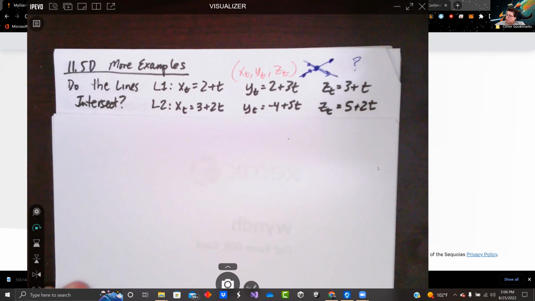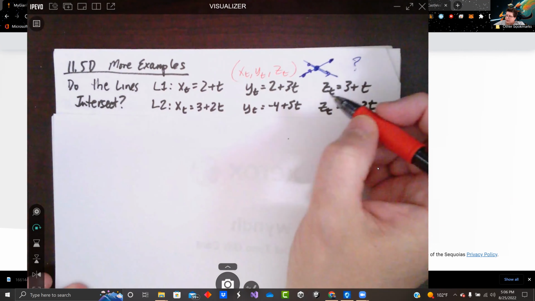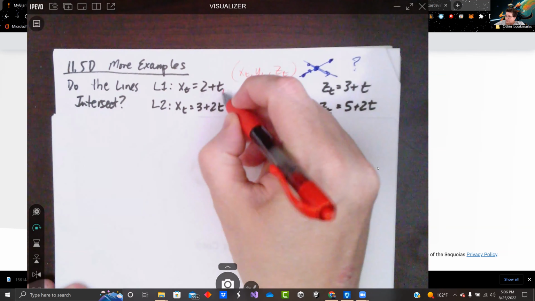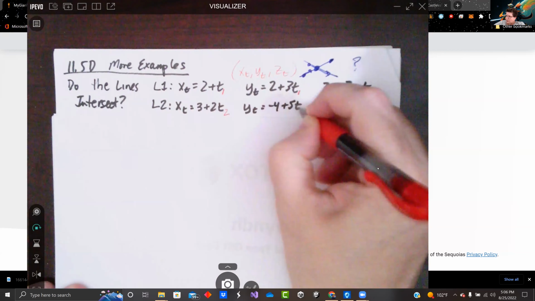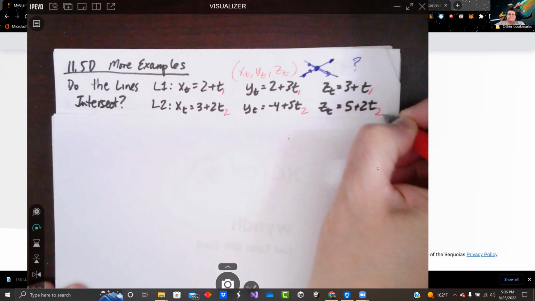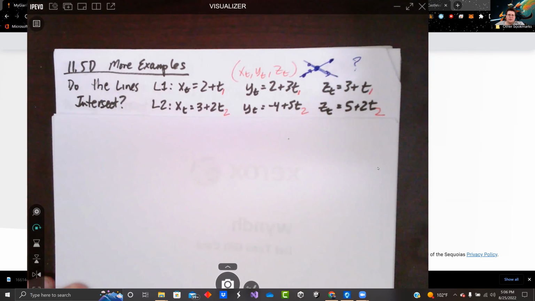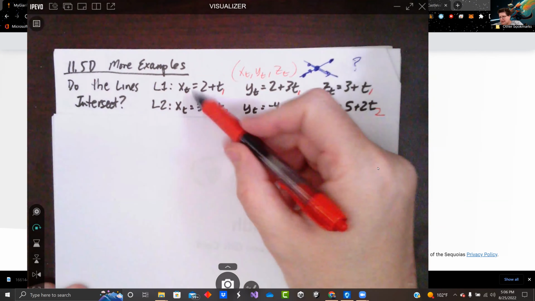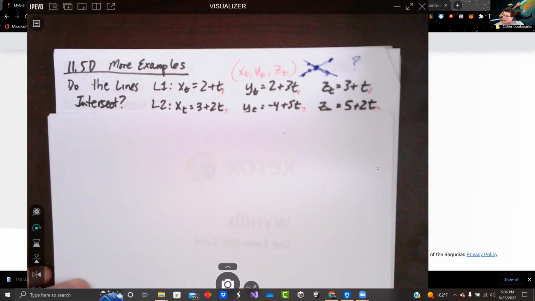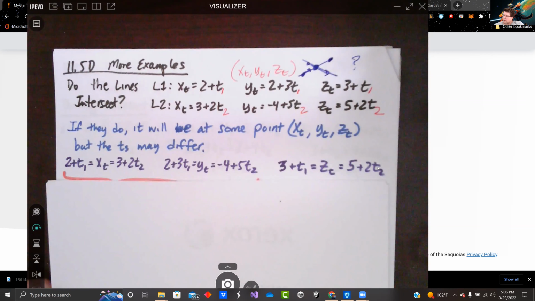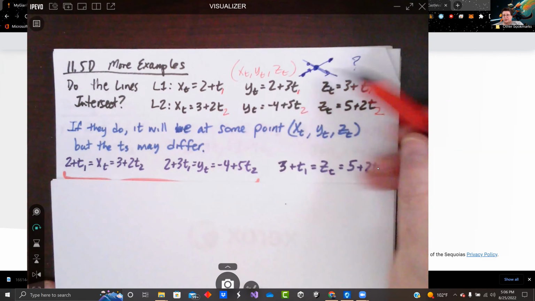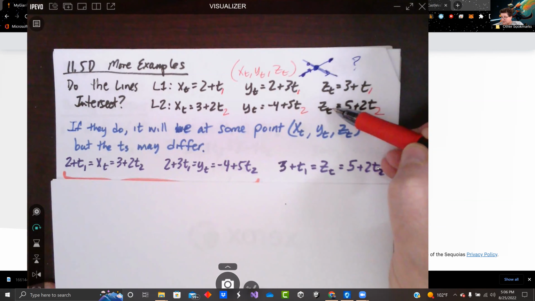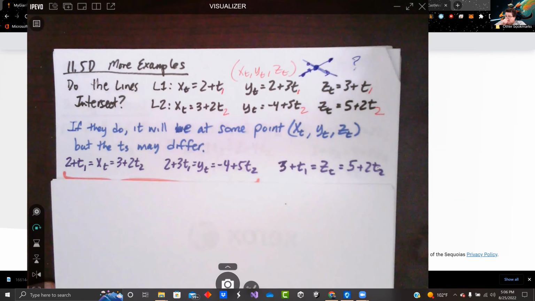Okay, so let's just label the times. Line 1, we're going to go with t1. And line 2, we'll go with t2. And so now what I'm going to do is set the x of t's equal to each other. Well, I'll actually do it for each equation. We'll set the y of t's equal to each other and the z of t's equal to each other. These should be true. So that's what I've done here.